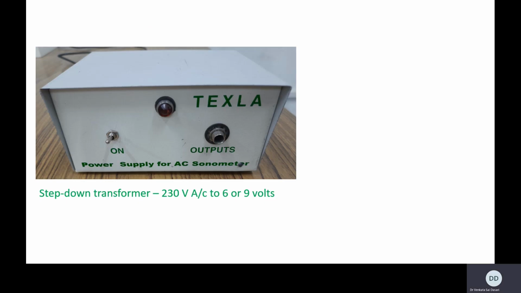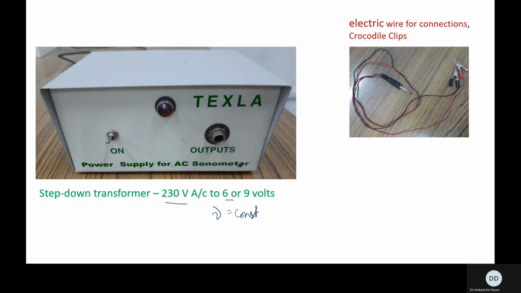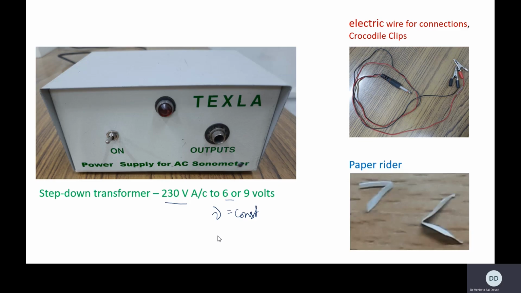Step down transformer. It decreases the voltage from 230 volts to 60 volts, keeping the frequency constant, for safety reasons. Electrical wires with crocodile clips and a paper rider.